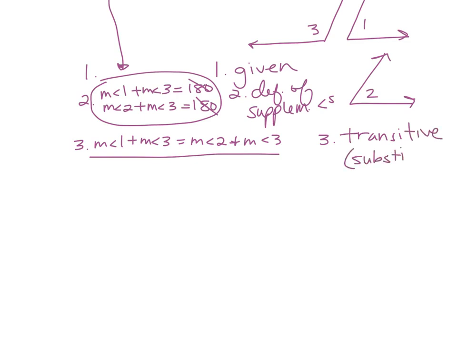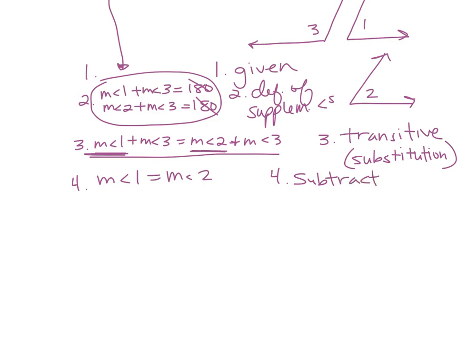Don't pack up, I'm not done. Okay. So then, for my last step, the measure of angle 1 equals the measure of angle 2. How do I know that 1 equals 2? What did I do to both sides? Took out the 3. In other words, I subtracted the 3. So that's the subtraction property. Okay?